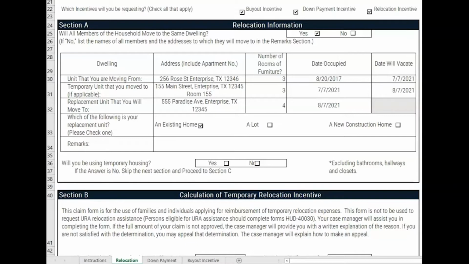The last question in Section A. The applicant should check whether they will be using temporary housing prior to moving to their permanent residence. If the answer is yes, the applicant will need to complete Section B. If the answer is no, the applicant can skip Section B and proceed to Section C.